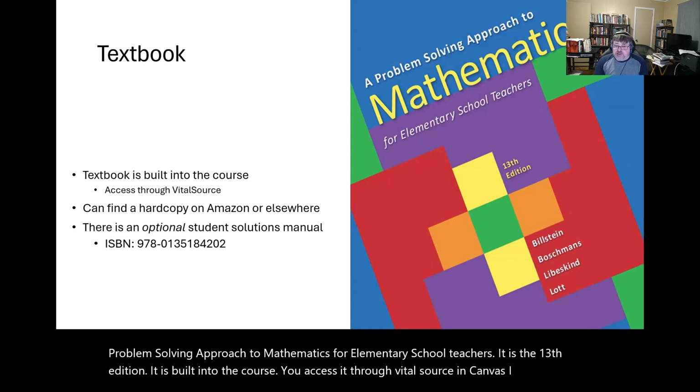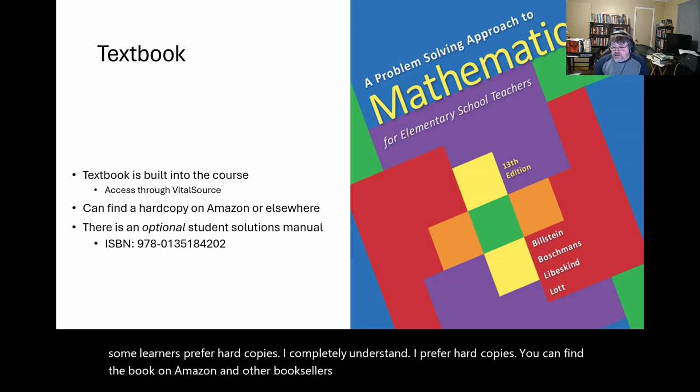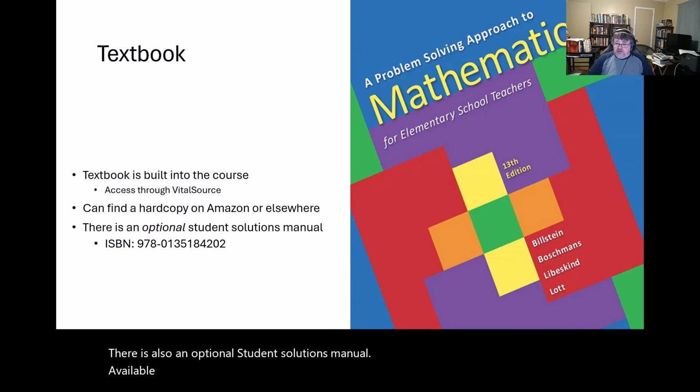I know that some learners prefer hard copies. I completely understand. I prefer hard copies. You can find the book on Amazon and other booksellers. Again, make sure you get the 13th edition. There is also an optional Student Solutions Manual available also on Amazon and from other booksellers.